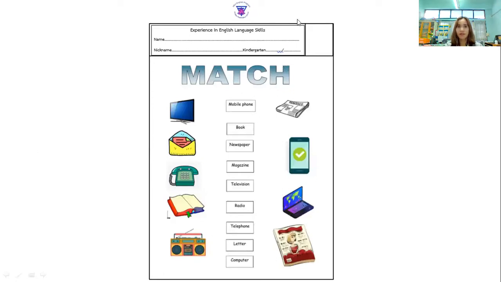Okay, get your worksheet book and open it on the next page. Do not forget to write your name here, below your nickname, and on the right side is your grade level. So what you are going to do, students, is to match the word to its picture. You're going to draw a line. For example, the first word is mobile phone. You are going to draw a line, start from here, going here. You understand, students? Very good. You may start doing it now.